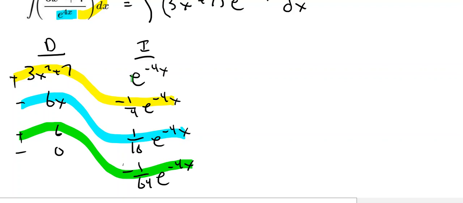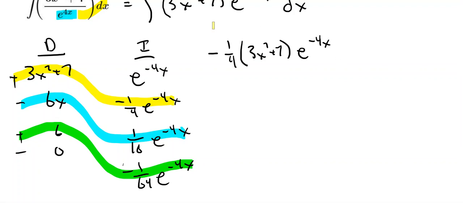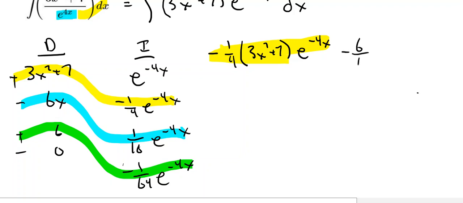So that's going to look like a negative 1/4 times 3x squared plus 7 times e to the negative 4x. And again, that is the yellow part. And we're going to have another minus 6 over 16. So minus 6 over 16x e to the negative 4x. That would be the blue part.